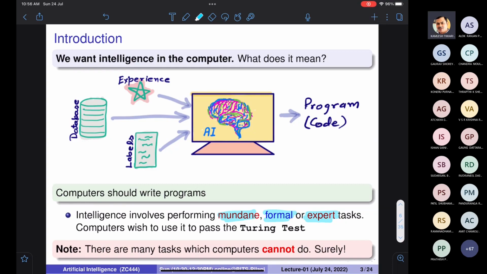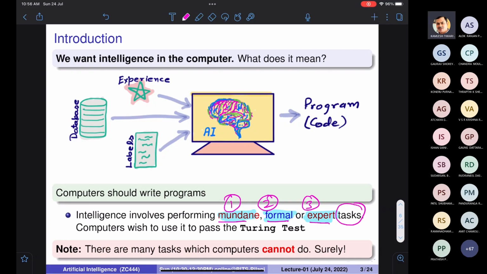So we can find three categories. There are three categories of tasks that people actually perform, and these are called mundane task, formal task, and expert task. We will come to these terms in more detail in the next slide. So these are the three kinds of tasks that we do. In the mundane task, there could be multiple things.